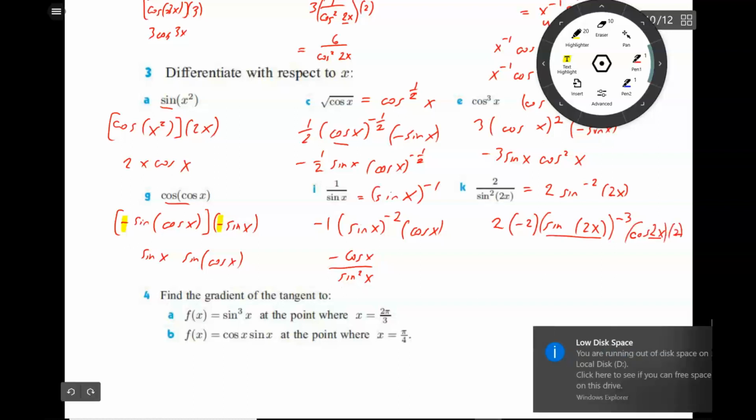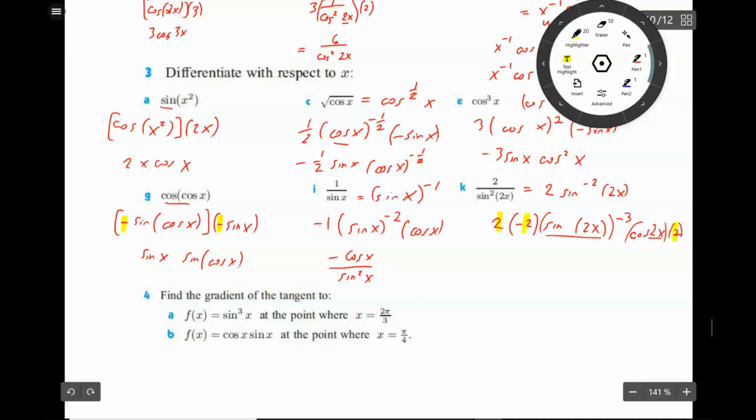Okay? So now I'm going to multiply these coefficients together. So 2 times negative 2 times 2 is negative 8. And on the numerator, we'll have cosine of 2x. And the denominator will have sine cubed of 2x.